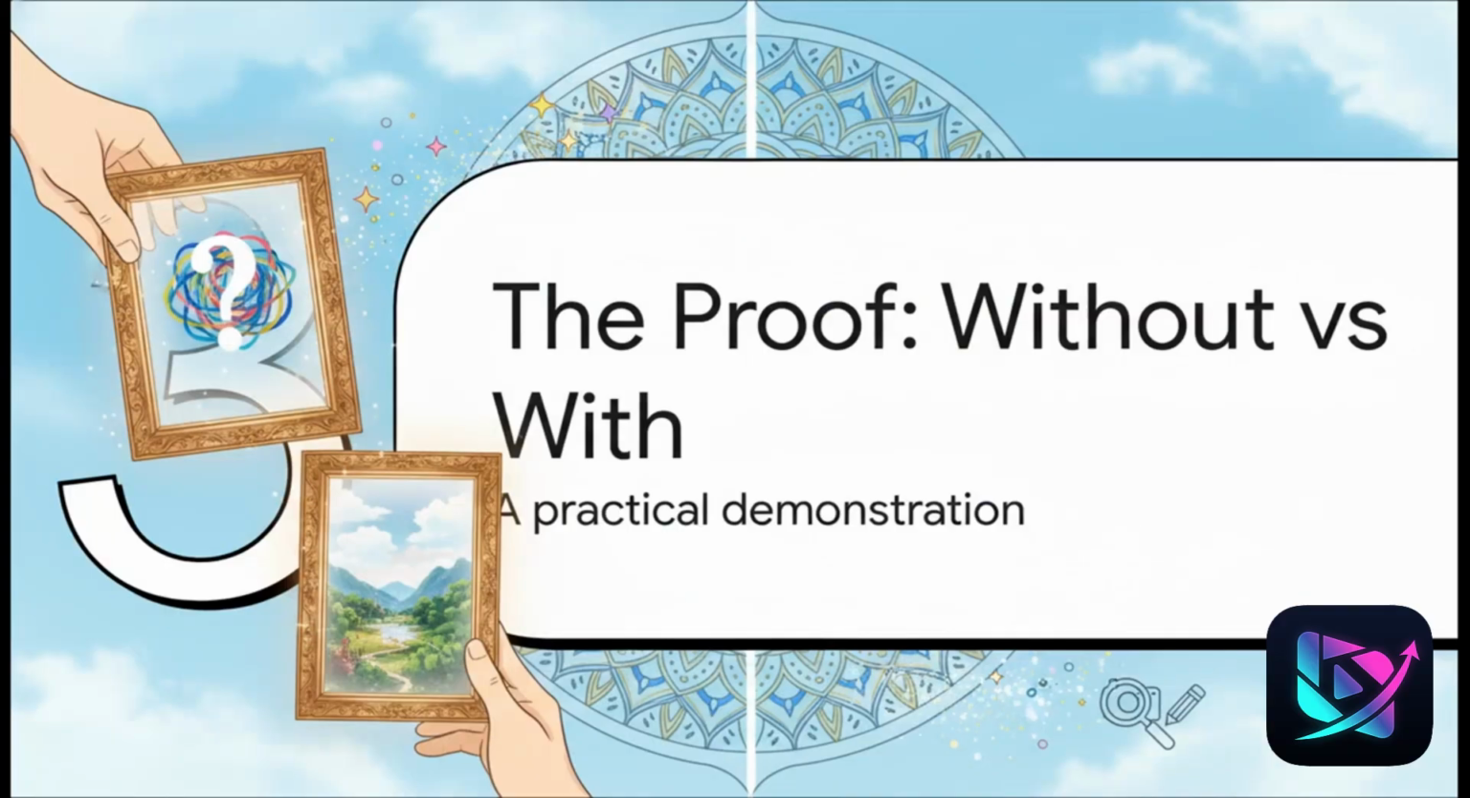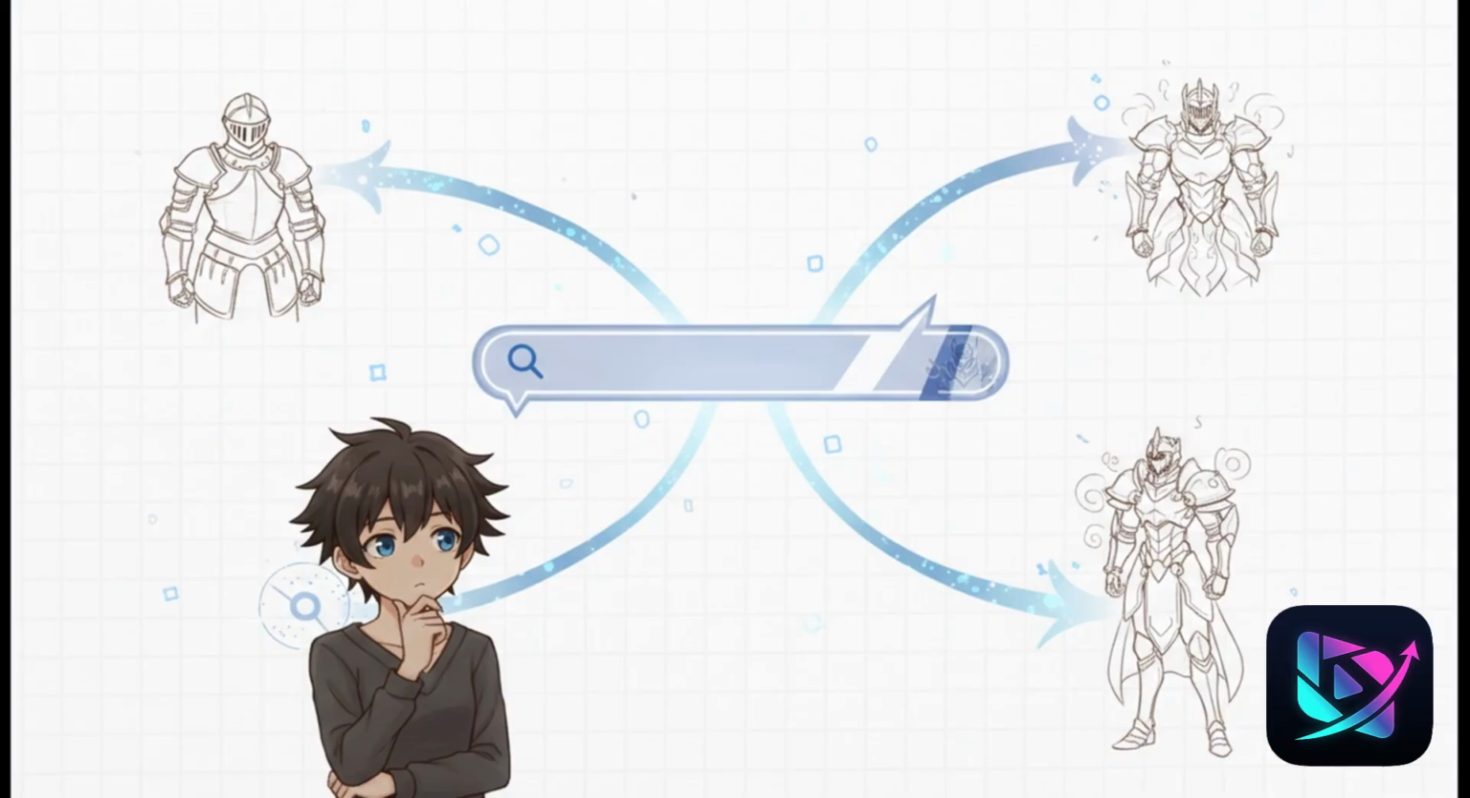Okay, so theory is one thing, right? But let's actually see the proof. We're going to do a little without versus with comparison, a super practical demonstration. And trust me, you're going to see the night and day difference a single reference image can make. So for our test, we're going to use this prompt right here: a stoic knight in cinematic lighting, fantasy art. It's a good prompt. There's nothing wrong with it. But it leaves a ton of room for the AI to just make stuff up. It's going to interpret it differently every single time. So let's see what happens when we run this by itself, and then what happens when we add a reference.